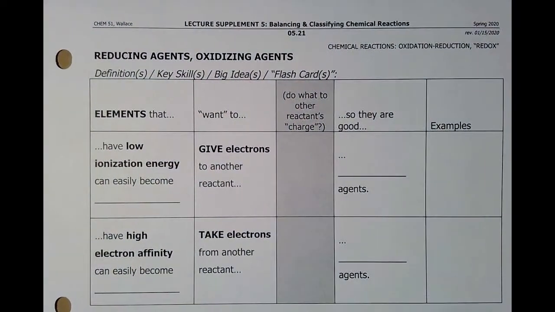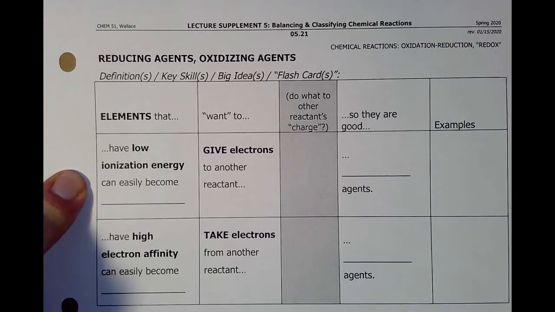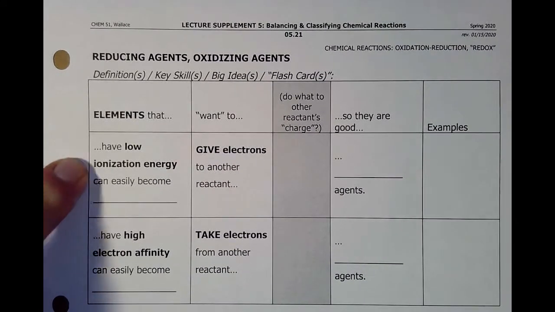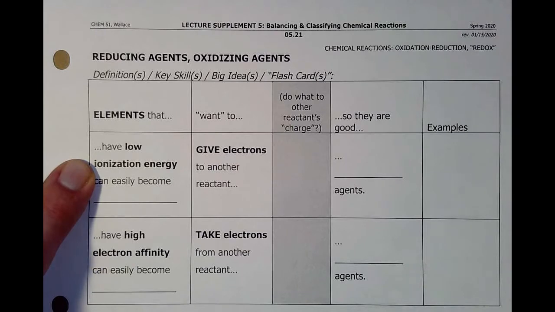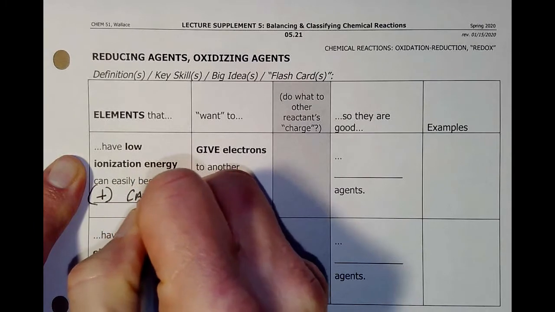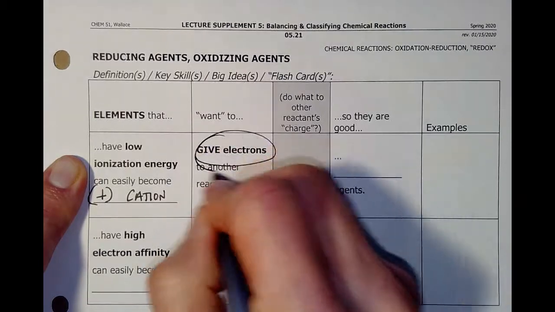Now let's think about it like this. If we wanted to think in terms of individual elements, now that we sort of understand the mechanisms maybe. Elements that have low ionization energy, it's very easy to remove an electron. When you remove an electron, do you become positive or negative? Stop the video and think about that. If it's easy to remove an electron, you become positive, right? And the fancy word, you become a cation. That means they want to give away electrons.